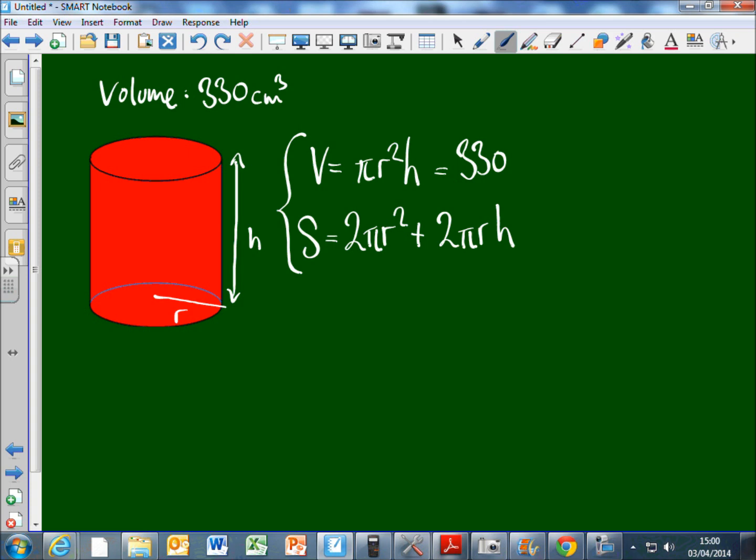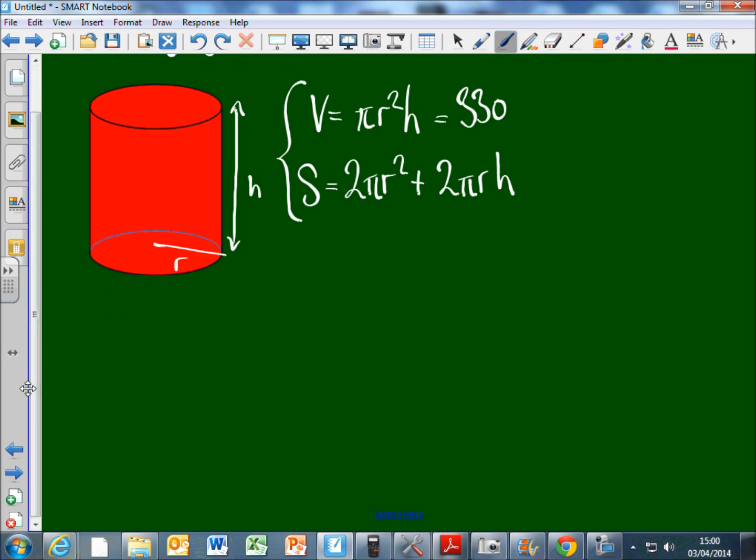And what do we want to minimise? Yeah, why would you want to minimise the surface area? We want it to hold this much like Coca-Cola, but we want to minimise the amount of packing material, like the aluminium made in the can. So we want to minimise the surface area, S. Okay.